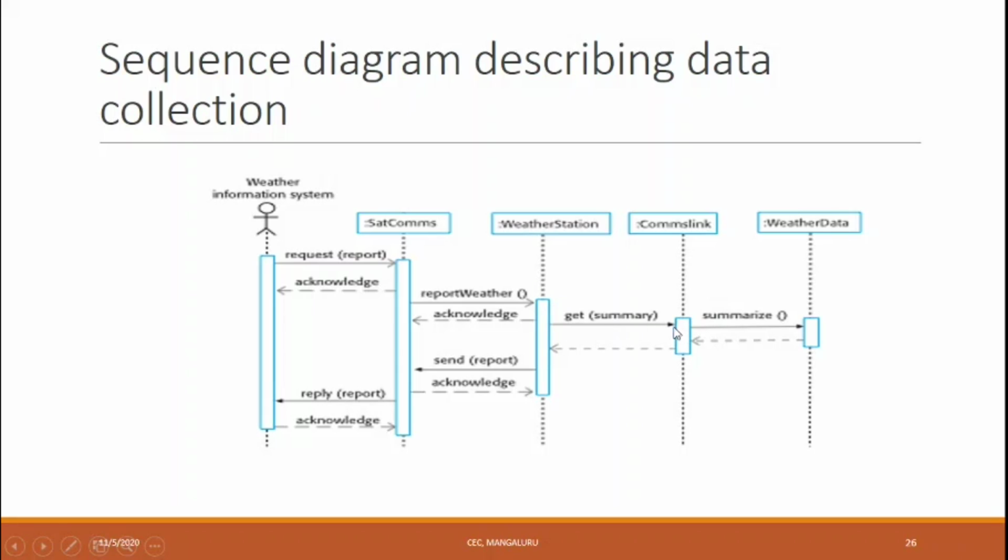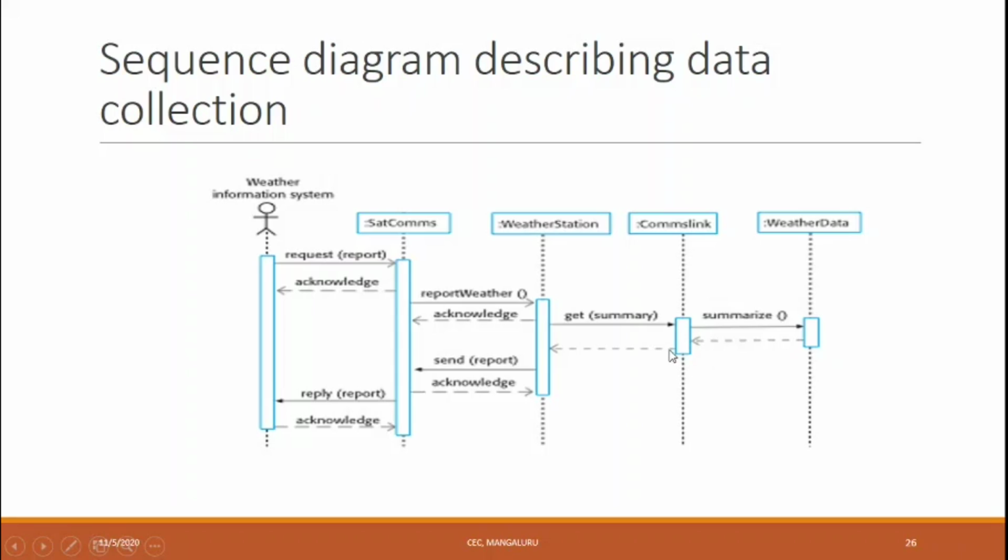In this case there is a square half arrow. That style of arrow indicates that the instance of the weather station object class waits for the reply. It waits for the reply from the weather data. See here, it sends the acknowledgement immediately, but it waits here till it gets a reply from the weather data.